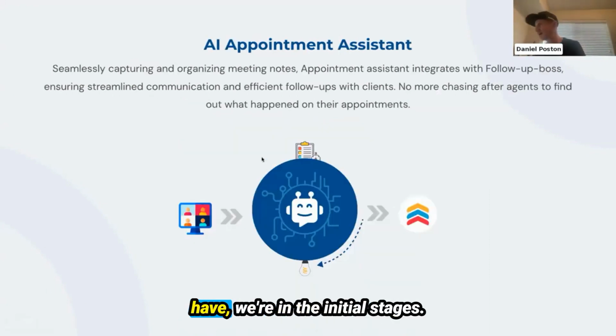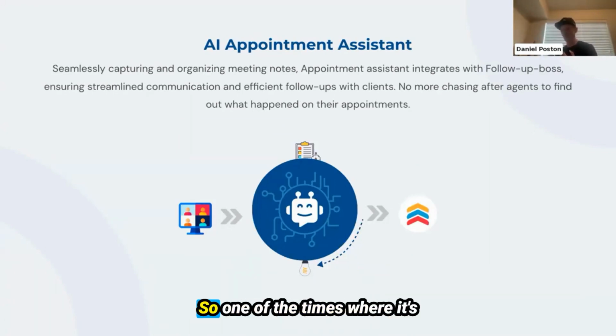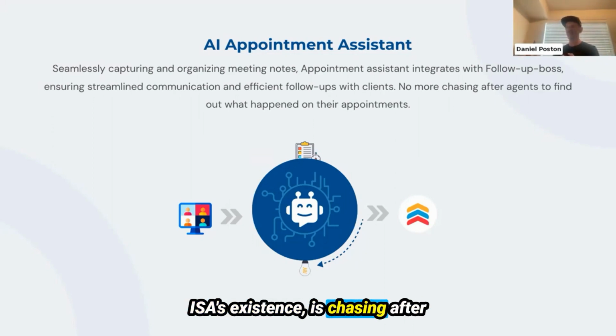And then last, we're in the initial stages of an AI appointment assistant. So one of the times where it's really frustrating collecting data from agents is after an appointment, especially if you're an ISA. I used to be an ISA. When you're calling 100, 200 people every day, set an appointment for an agent, the last thing you want to have to do, and it's the bane of every ISA's existence, is chasing after that agent to figure out what happened on the appointment.